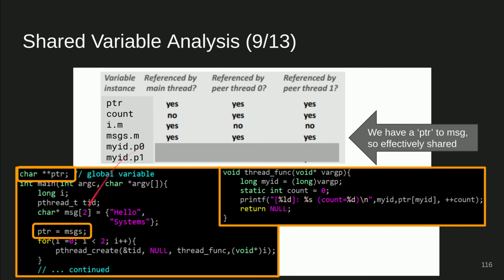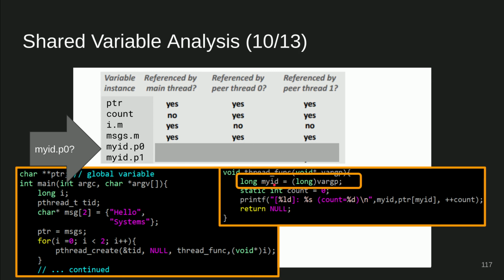And it's yes because messages is local to main, so we can see it there. But it can also be referenced by peer thread 0 and peer thread 1 because we have a pointer that happens to be global, so that's accessible to everything, that points to the actual memory where messages is. So that's one way our threads can share locally allocated variables.